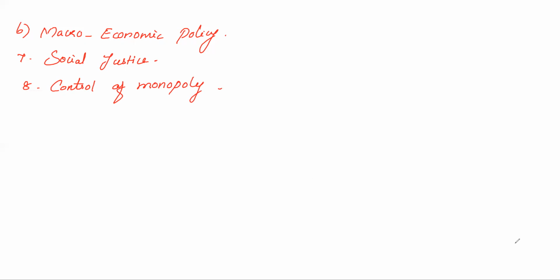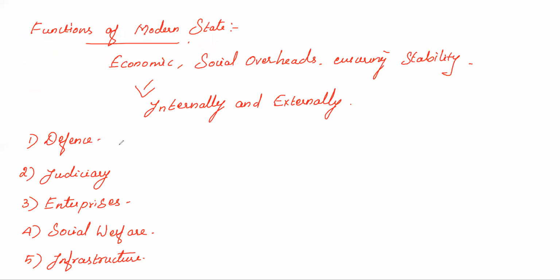So the first one, defense. The primary function of the government is to protect the people from external aggression and internal disorder. So the government has to maintain adequate police and military forces. All of this comes under defense. Then judiciary: rendering justice and settlement of disputes are the concern of government.